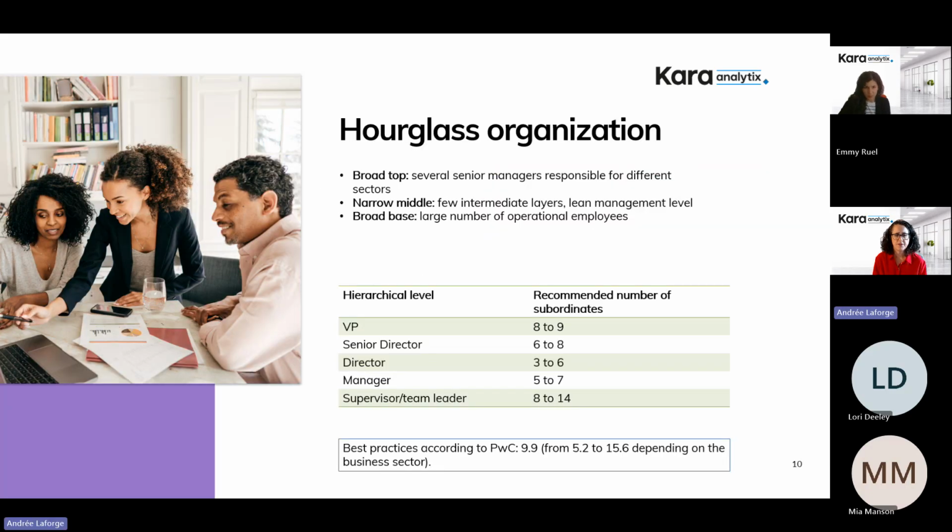Okay. So now, using the span of control, I want to talk to you about the Hourglass organization. The Hourglass organization is a structural model designed to combine operational efficiency, chain of command clarity, and decision-making agility. If I can describe what the Hourglass organization is, it has a broad top. Several senior managers are responsible for different sectors. You have a narrow center, few management levels, and you have a broad base where you have a large number of operational employees.